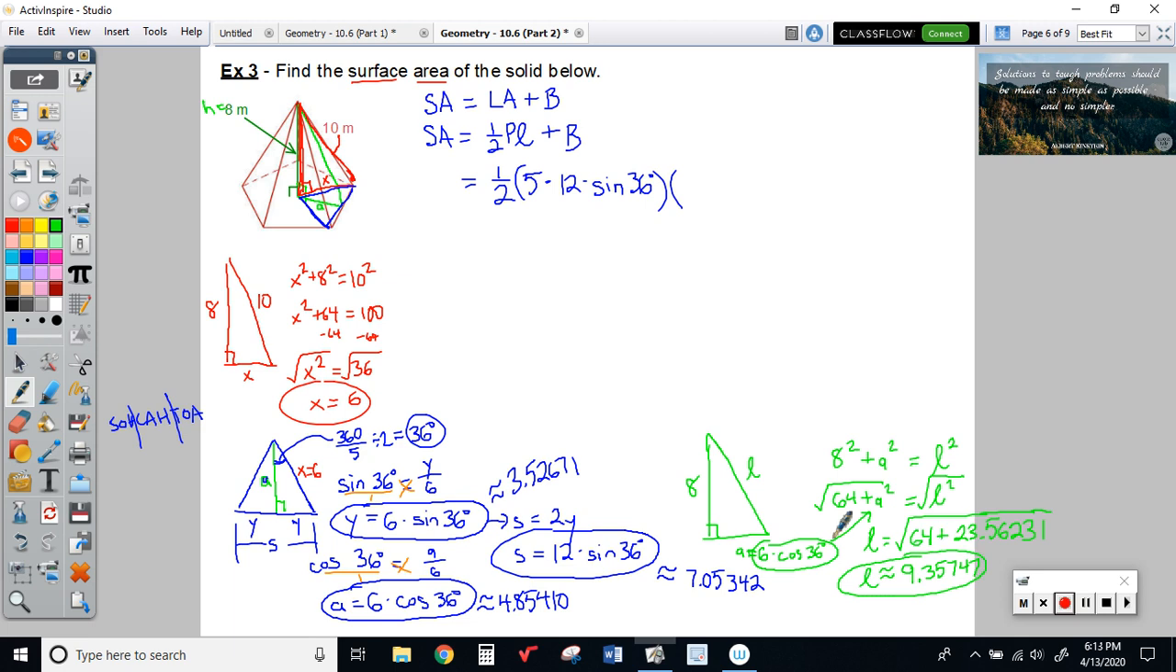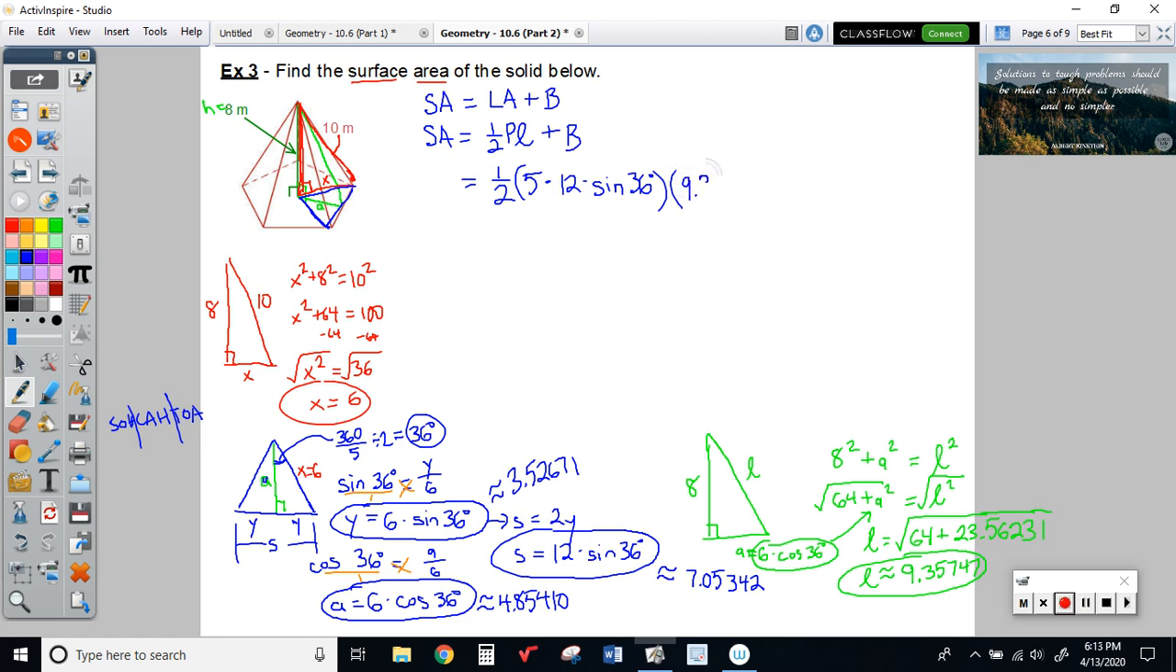9.35747. That is my slant height. Took some definite work to get there, but it's stuff you should know from before. Pythagorean Theorem twice, and then some trig to get your values there. So to plug in then the slant height, I could say what I've got here, or I could have rounded it off as well. I'll do that in the next step.